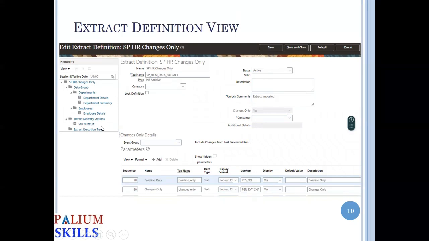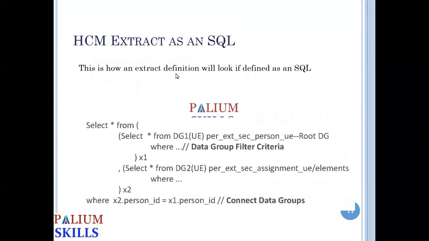Okay. Now moving on, we have HCM extracts. If they were defined as an SQL, you would have the data group, which is basically the user entity, which is the starting, the root data group, and where you could have conditions, data group filter criteria. So typically it is like select star from, and you provide the root data group, which is X1, and then you have the X2, which is again a data group, which is person details. So the link between the two would be the connect data groups.